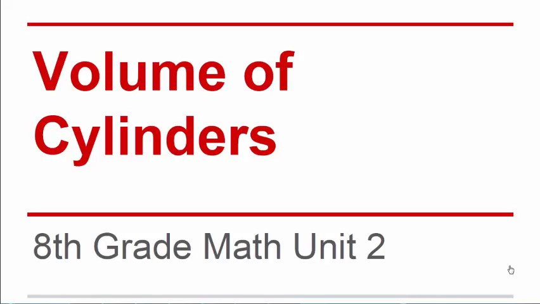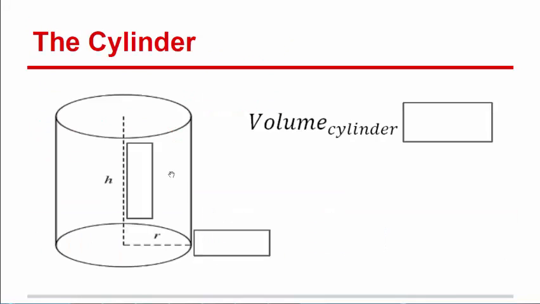Today, we're going to learn about volume of cylinders. The cylinder is represented or drawn with the shape that is here. You can see we have a radius and a height. We also can have a diameter, which is twice the radius. So what we're going to discuss is R is the radius and H is the height.